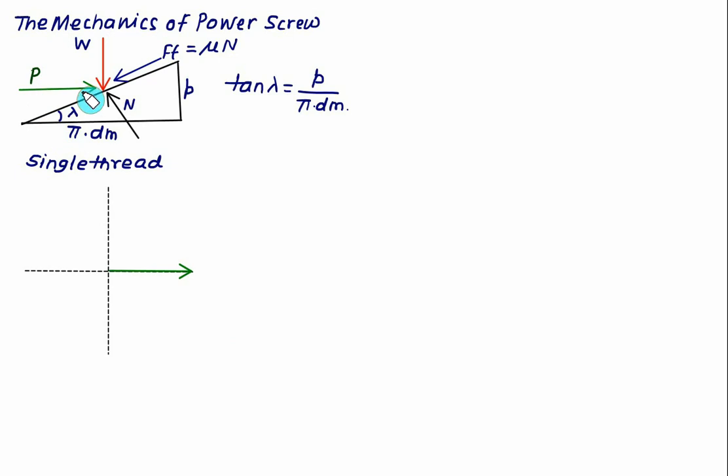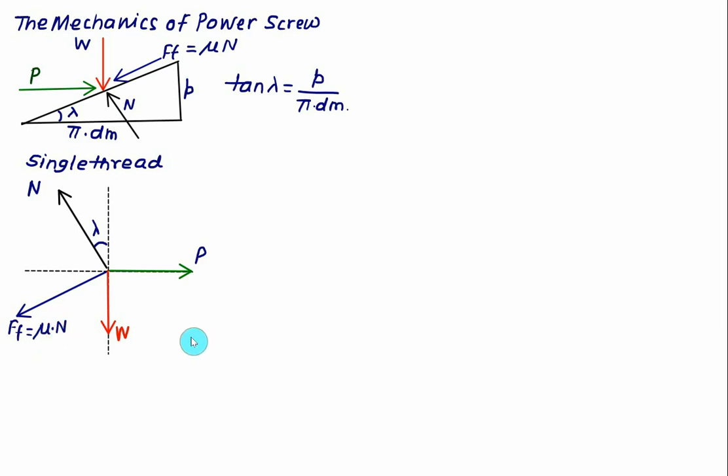Here the force P is incoming, so we'll show it outward, equal to P. The W is a downward force, acting vertically downward, so that is the outgoing force, equal to the load W. The normal reaction here will make an angle equal to lambda, the lead angle, with the vertical. The friction force, which is equal to mu into N, makes an angle equal to lambda with the horizontal, and it is incoming, so we'll show it outgoing. This represents the friction force F, equal to mu multiplied by the normal reaction N.